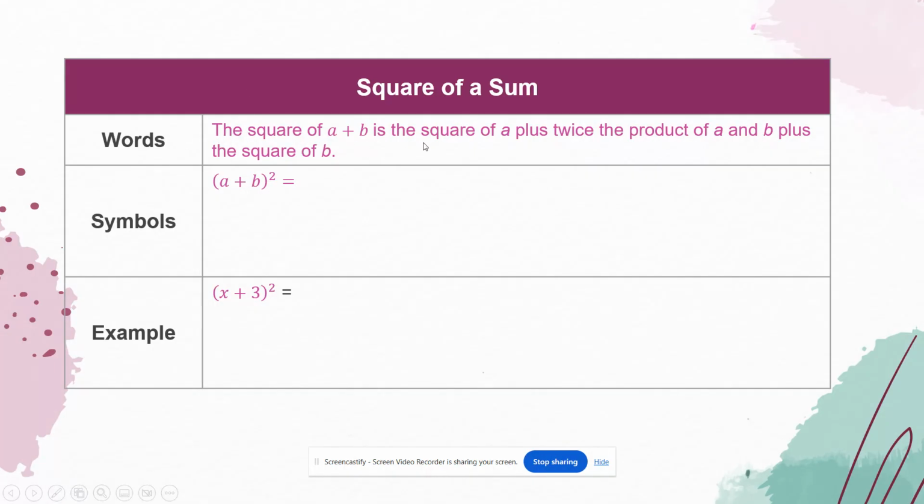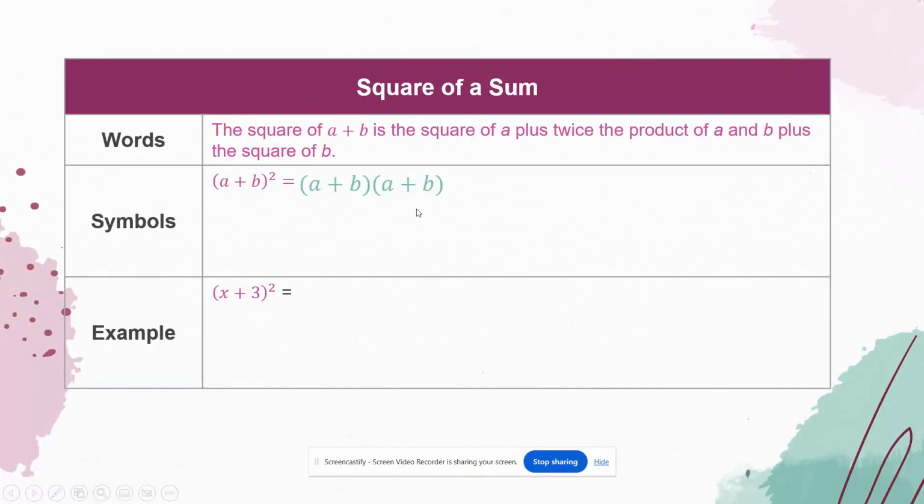The square of a plus b is the square of a plus twice the product of a and b plus the square of b. Okay, so that's our word definition. Sometimes the word definition helps a lot of us, sometimes it doesn't. So here's what it looks like in symbols. If we were writing this out as repeated multiplication like we do sometimes with an exponent, we would take a plus b times itself twice. That's what this process is telling us to do here.